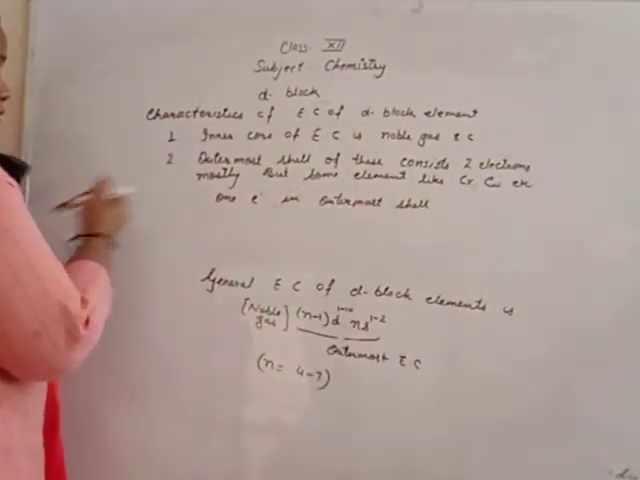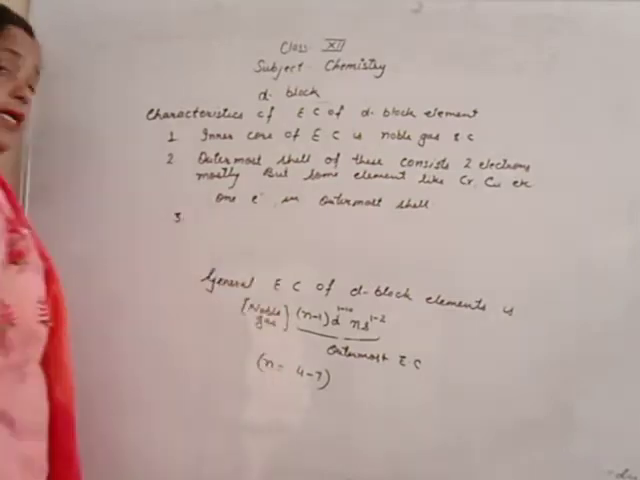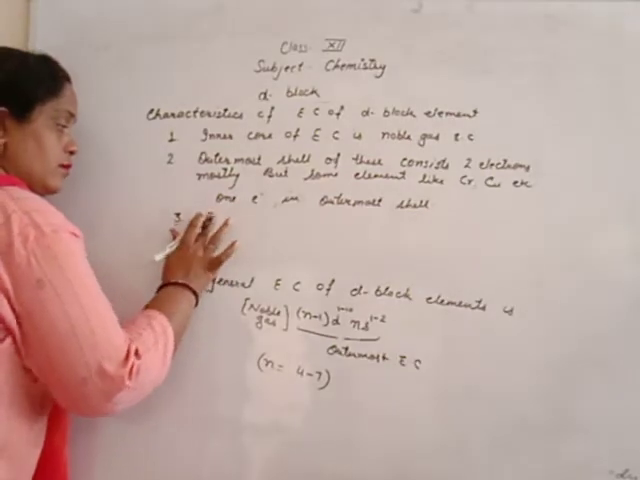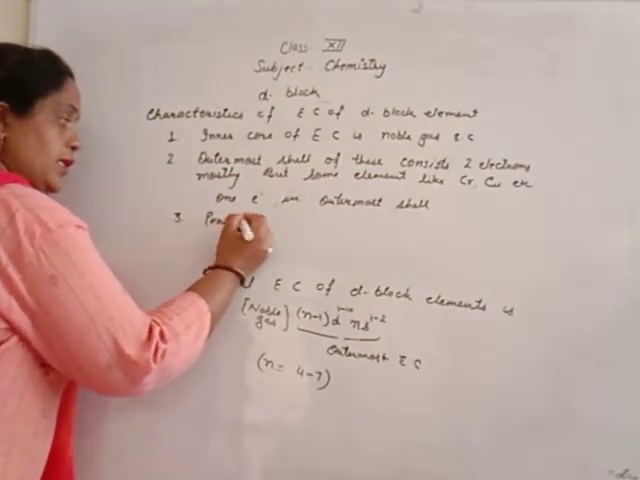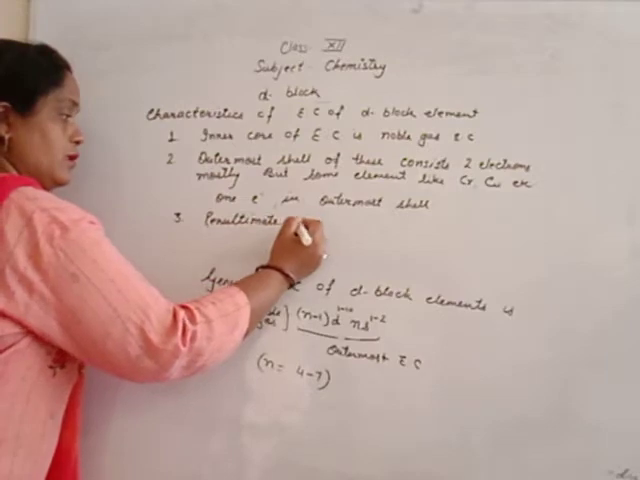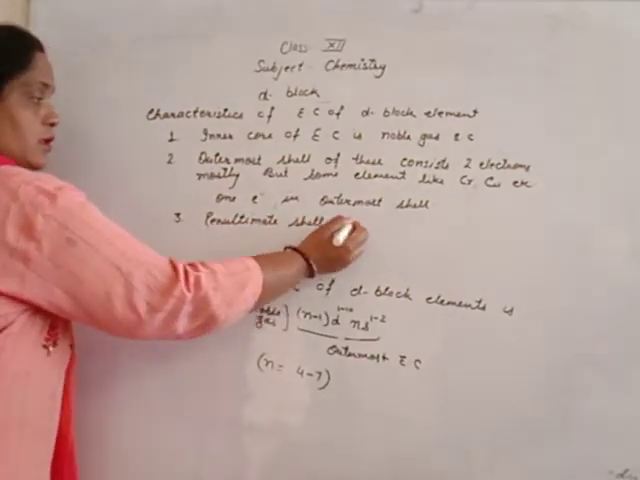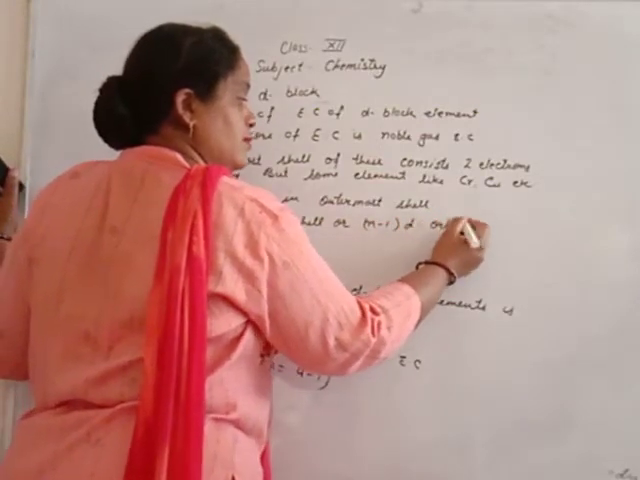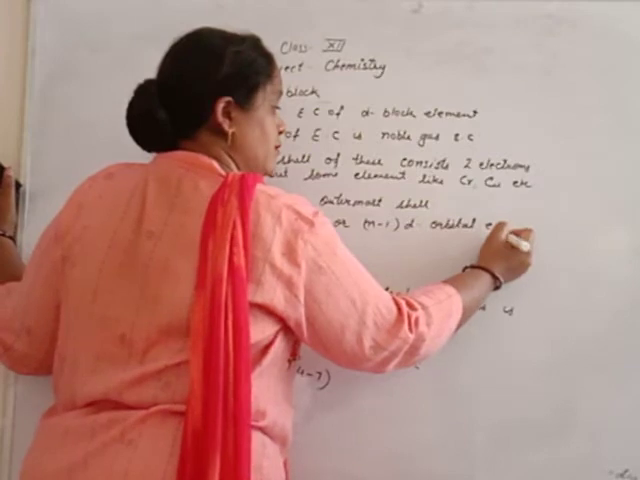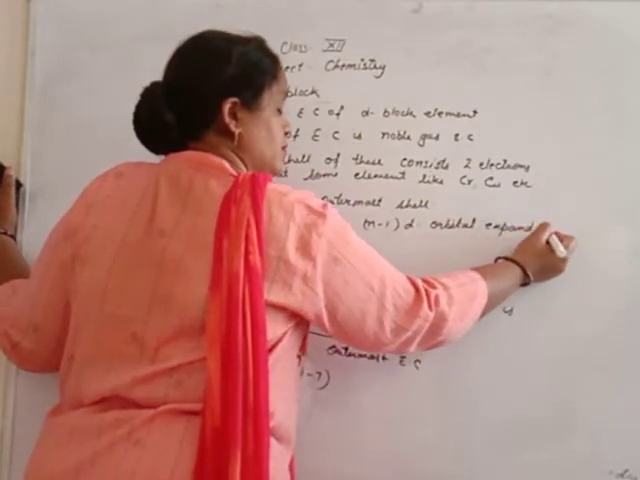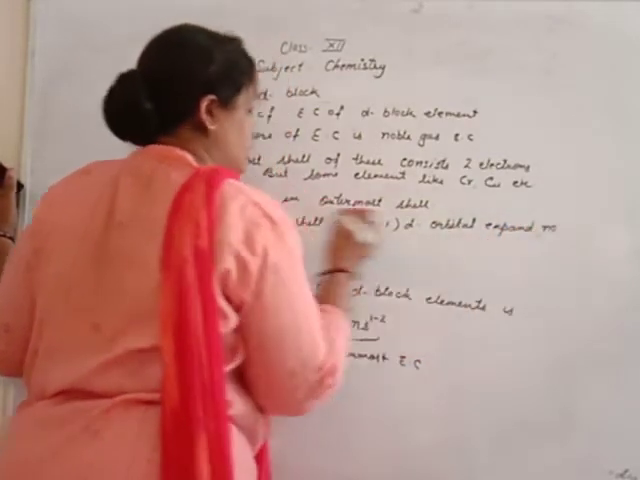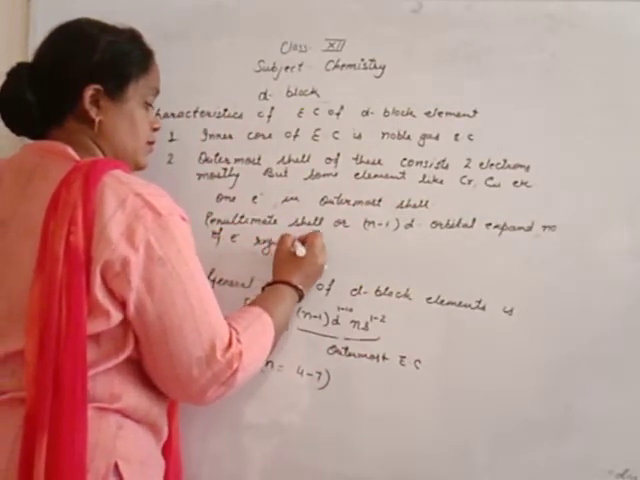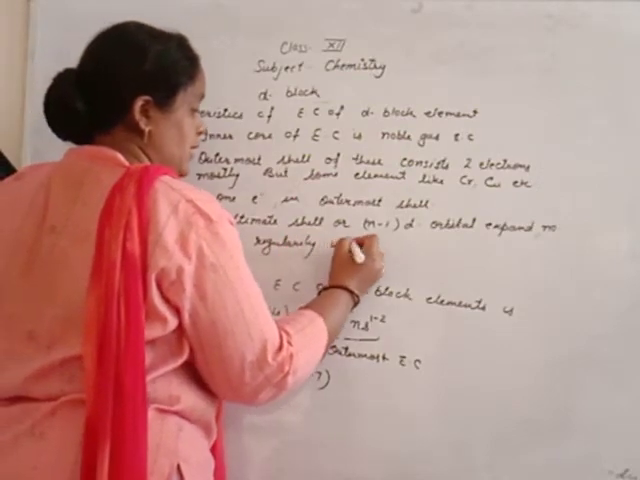Then the penultimate shell or n-1 d orbital expands, the number of electrons increasing regularly with increasing atomic number.